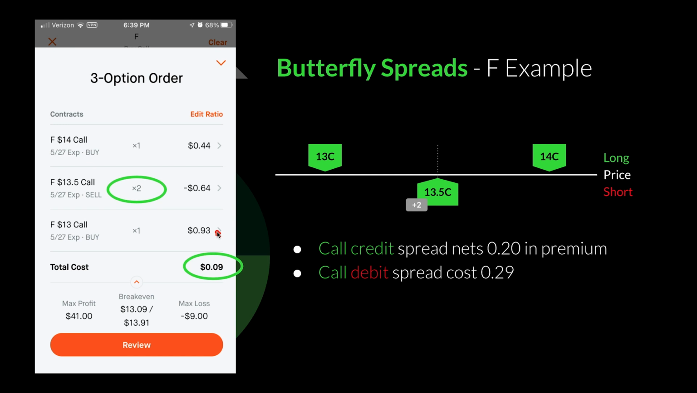So combining these together, you can see that a total of a 9-cent debit is paid. That is, it is only costing us $9 to enter into this butterfly spread. And obviously that's a very cheap option play. So let's look at the setup.